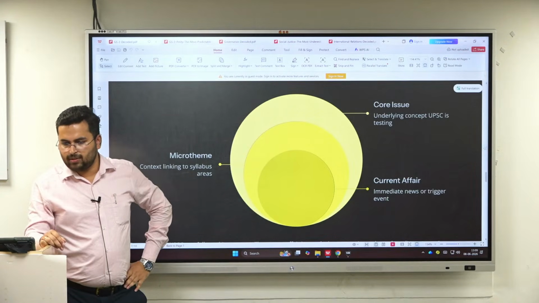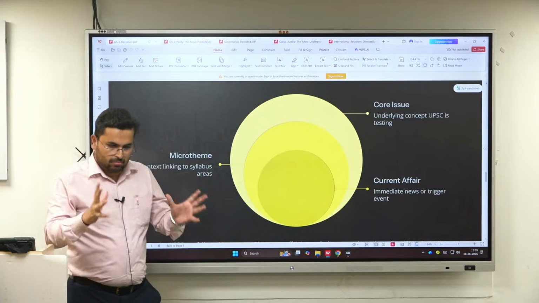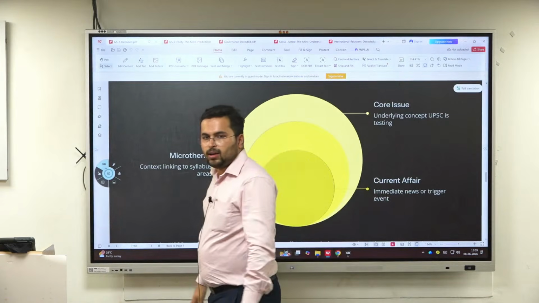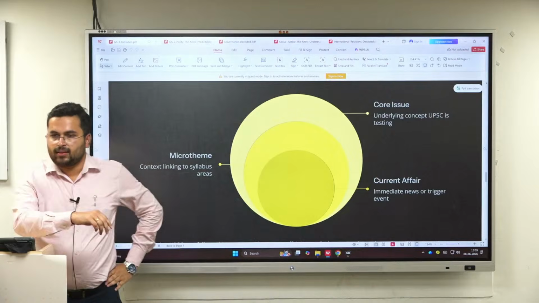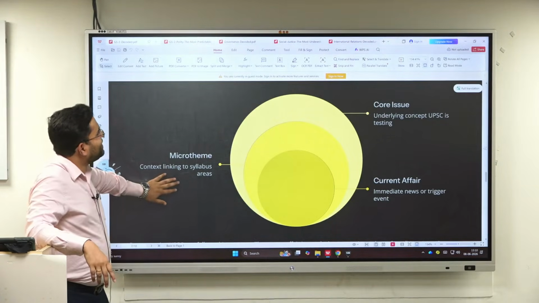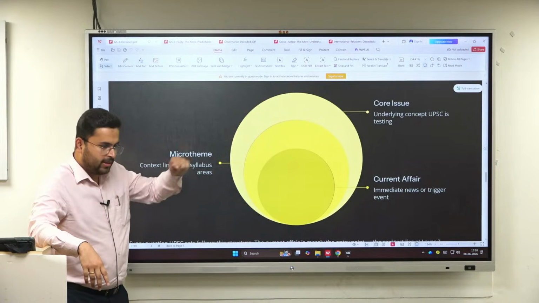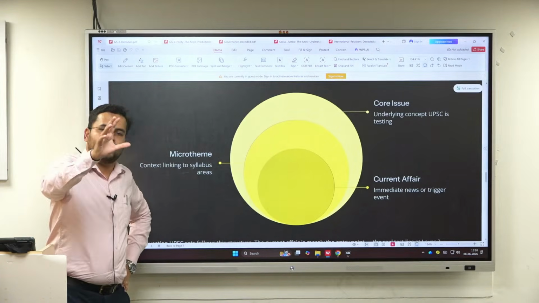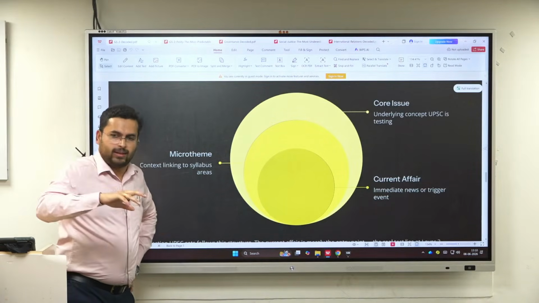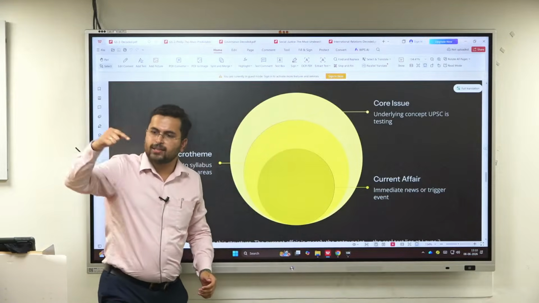There was an event where hoards of cash were found in the residence of a judge. Okay, so that was the trigger point, and that is why the question on morality, judicial independence and accountability comes. So there will be a current affair, that is the trigger point, and that is why a question comes in.